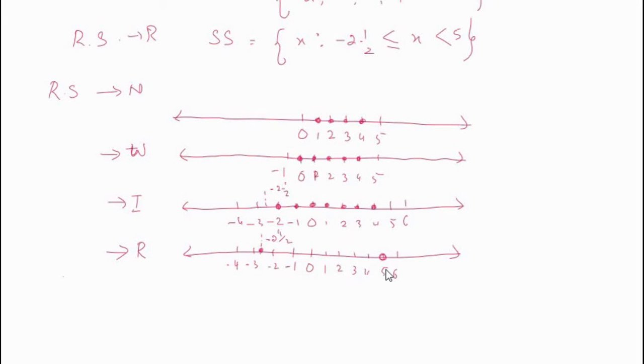So now the extreme values are marked. All the values between these two numbers are part of the solution set. So you need to highlight this portion. This is the representation on the number line when the replacement set is R.